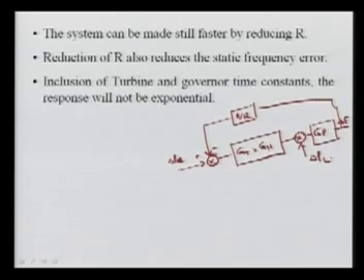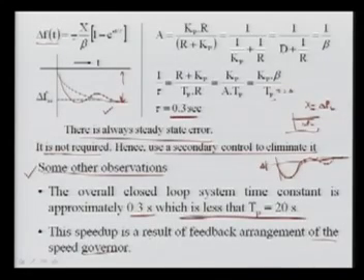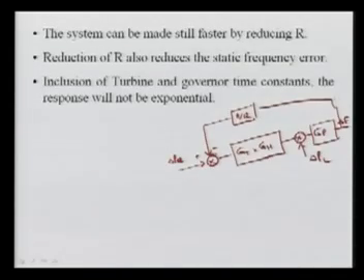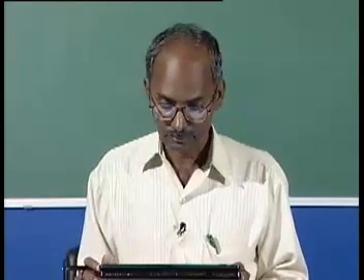Here I want to say that the speed up is a result of a feedback arrangement of the speed governor, meaning the feedback from the frequency is coming here, and that's why we have improved the time response. The time constant of the closed loop system has now become 0.3 seconds from 20 seconds. So it is a great improvement.